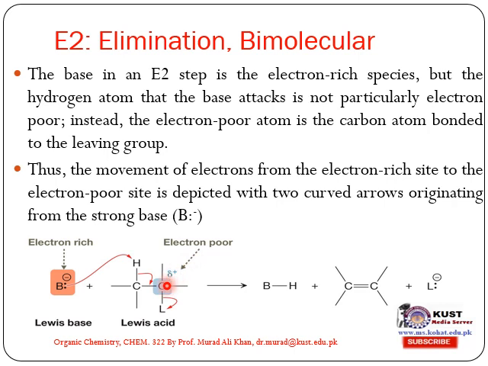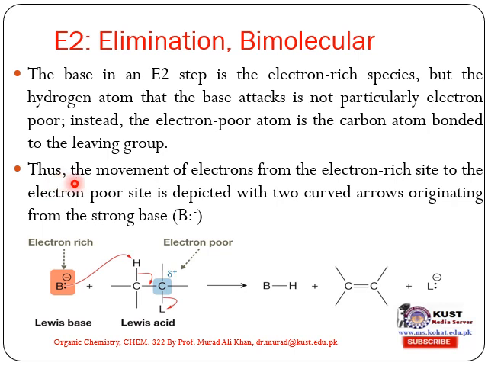So what does it mean? That this carbon is electron deficient or electron poor. And which carbon is electron deficient? The one to which the leaving group is attached. This carbon is electron deficient because the leaving group is attached. Why? Because the leaving group is more electronegative as compared to the carbon, and it attracts the electrons towards itself.